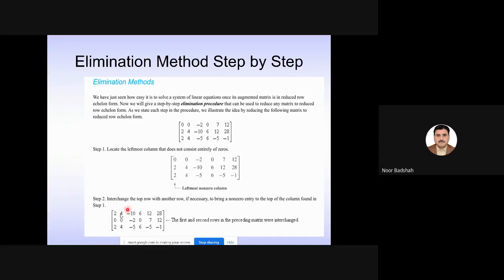So this is 2 now, and then you can divide it by 2 to get 1, 2, minus 5, 3, 4, and 14. And then this is already 0, we can make this one 0 as well, by directly subtracting. You see, row number 3 minus row number 1. So 2 minus 2 is 0, 4 minus 4 is 0, minus 5 plus 10, 6 minus 6 is 0, minus 5 minus 12, minus 1 minus 28.